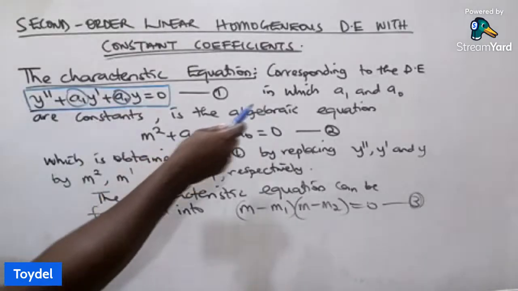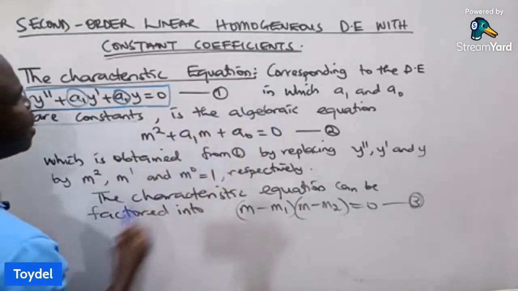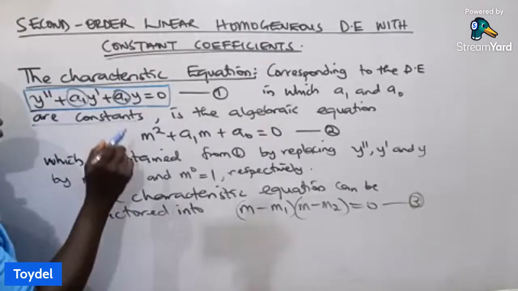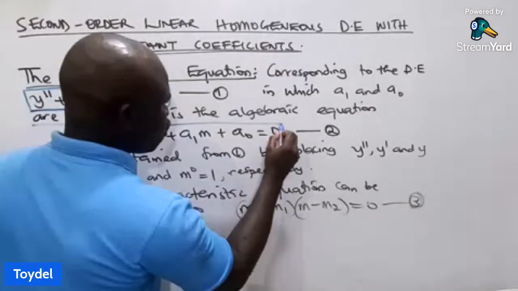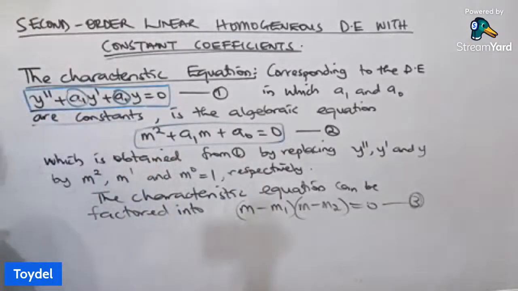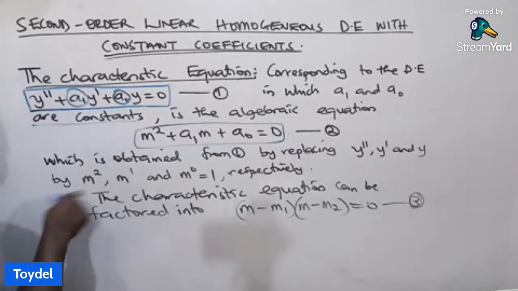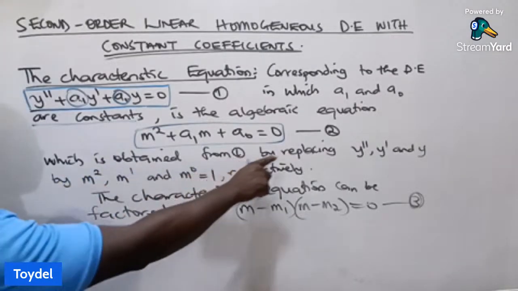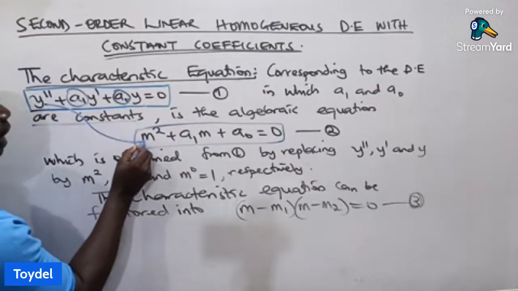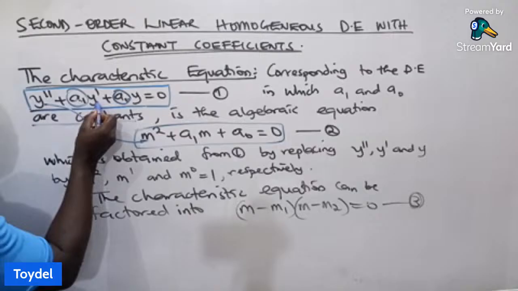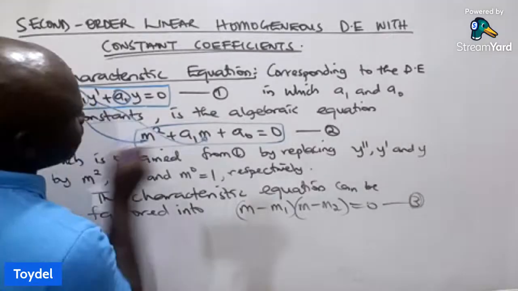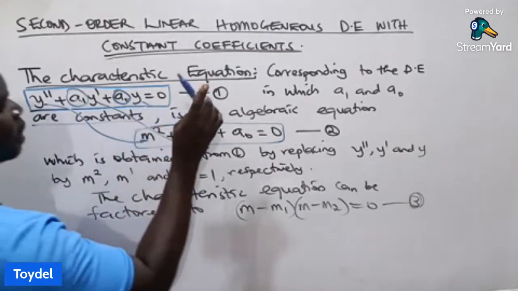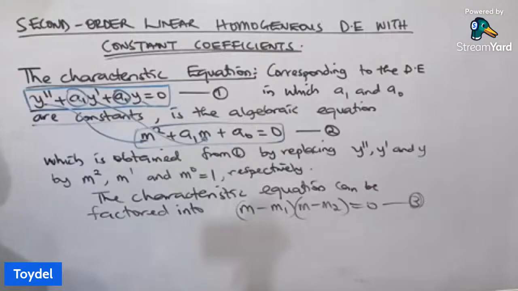So in which a1 and a0 are constants, if you want to solve this second order linear homogeneous differential equation, we are going to write what is called the algebraic equation from the differential equation. That is, the algebraic equation is obtained from 1 by replacing y prime prime by m squared, y prime by m, then y will be replaced by m to the power 0, and m to the power 0 is equal to 1.